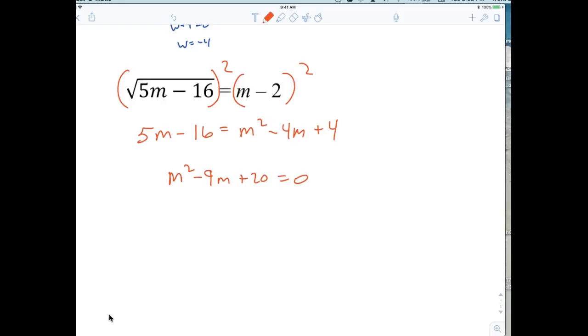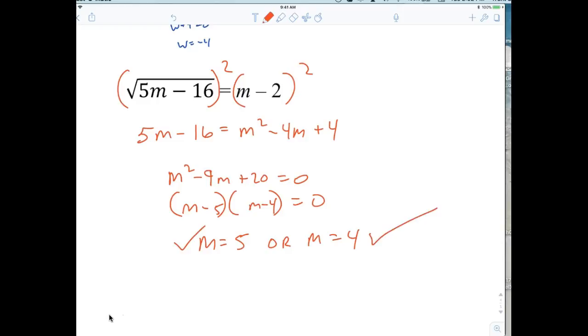Now how does that factor? Minus 5 and minus 4. So m could be 4 or 5. Now if I do 5 minus 2, is that a negative? No. So that's good. If I do 4 minus 2, is that a negative? No. So are we good? Yes.